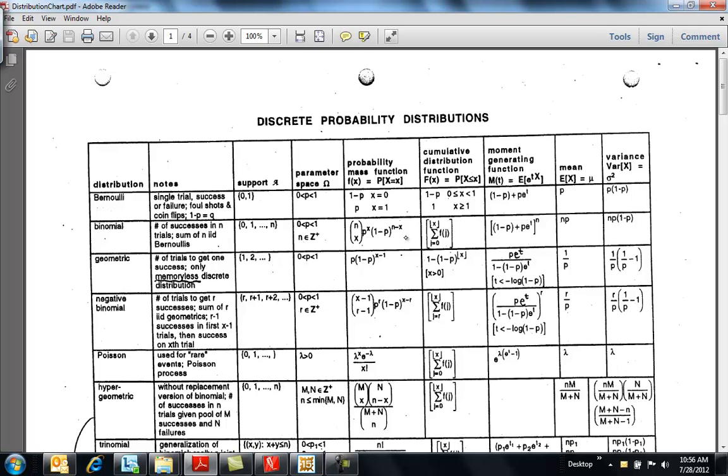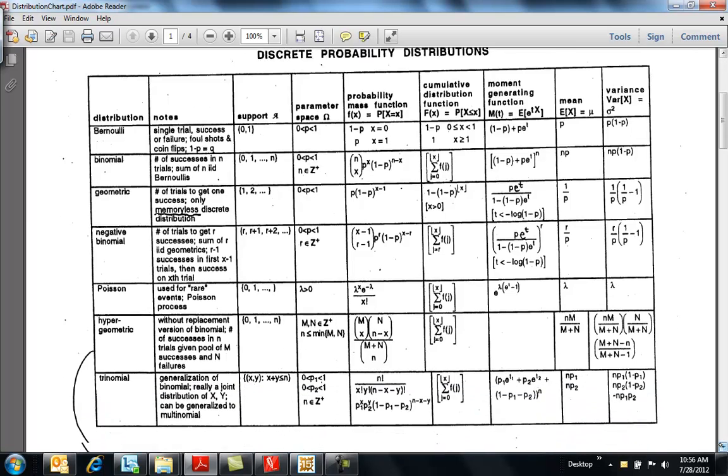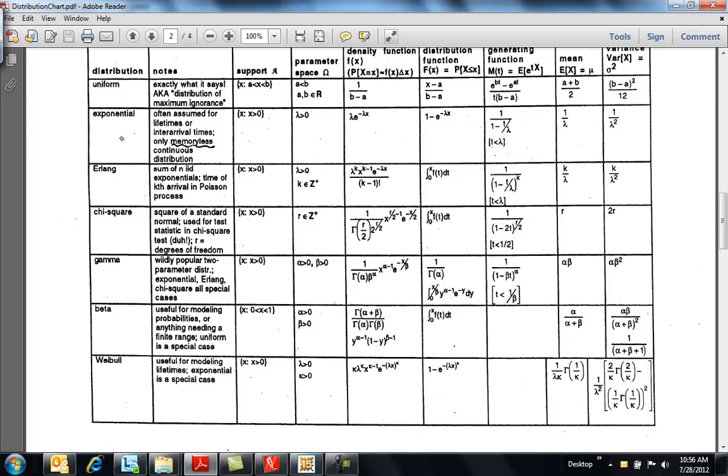So for example, we can go to the binomial. This is not annotated. Here's its mass function. Here's its cumulative function, sum up to x. Here's its moment generating function. Here's its mean. Here's its variance. All of these, Poisson, here's the mass function. Here's its moment generating function. Here's its mean. Here's its variance. So this has it for everyone, all the discrete ones, the continuous ones. Here's an exponential. Here's its density function. Here's its CDF. Here's its moment generating function, mean, variance. So this is a nice chart for that.